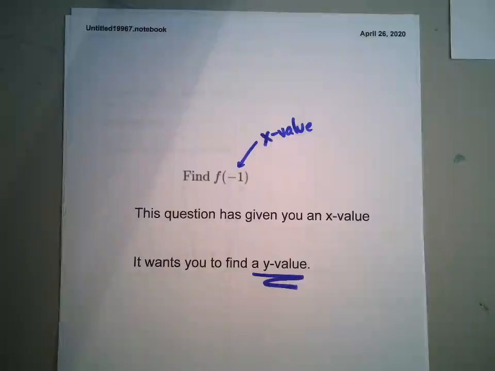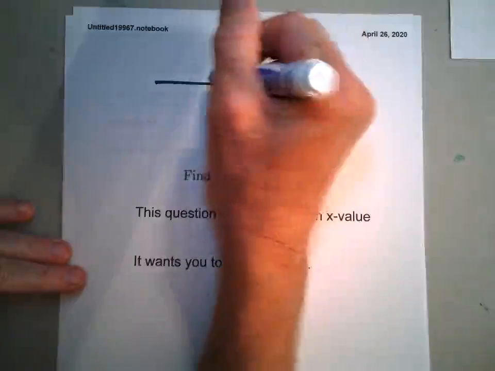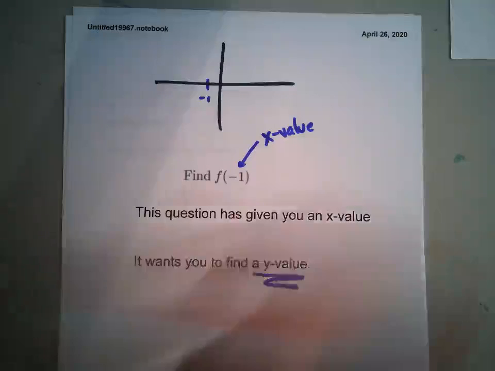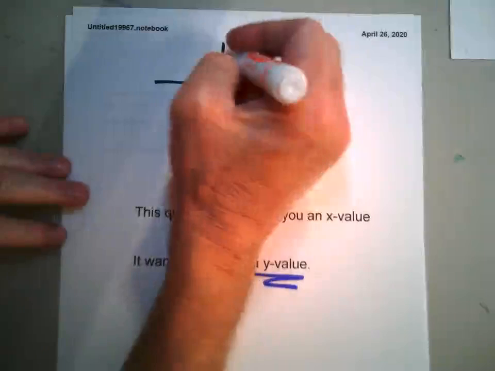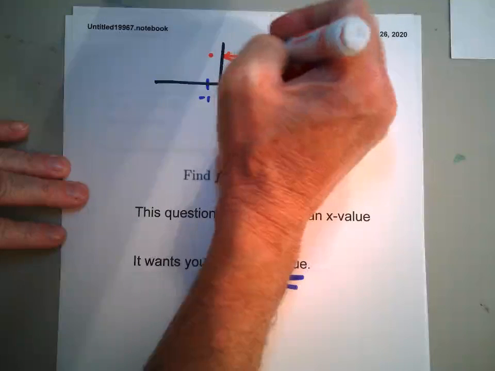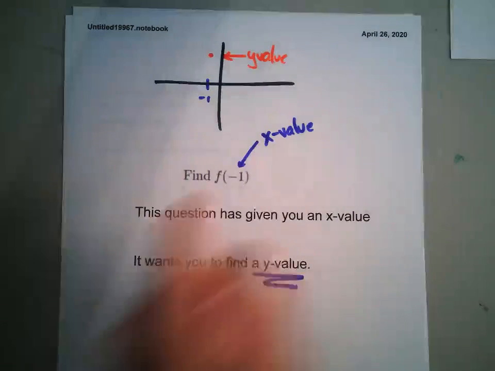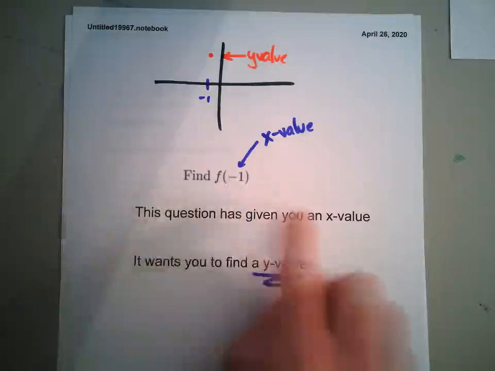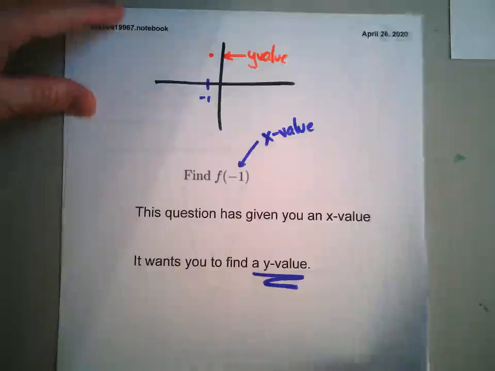So it's going to give you a graph. What you would do is come over to negative 1 on the graph and find where the point is. Okay, maybe that's the point. Well, what is the y value that the point is located at? That's what it's asking for. It's going to give you an x value, you go to the graph at that location, you look up and down the graph, and you find its y value, and that's it. That's what we're doing today. Should be pretty simple, should be pretty quick.